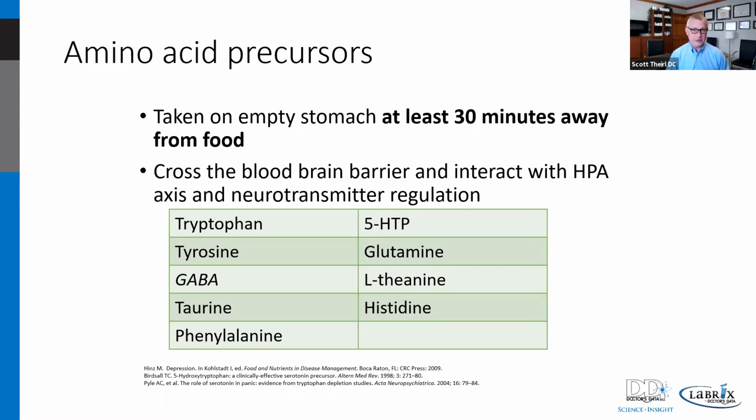Neurotransmitters don't always cross the blood-brain barrier easily, but the amino acid precursors that then become neurotransmitters can cross the blood-brain barrier easily and then convert into the neurotransmitters that we're looking to support, as long as given the proper cofactors. So tryptophan, or 5-hydroxytryptophan, converts into serotonin, right? Tyrosine converts into dopamine and norepinephrine and epinephrine. Glutamine into glutamate and eventually GABA. You can take GABA just as a supplement and it stays GABA.